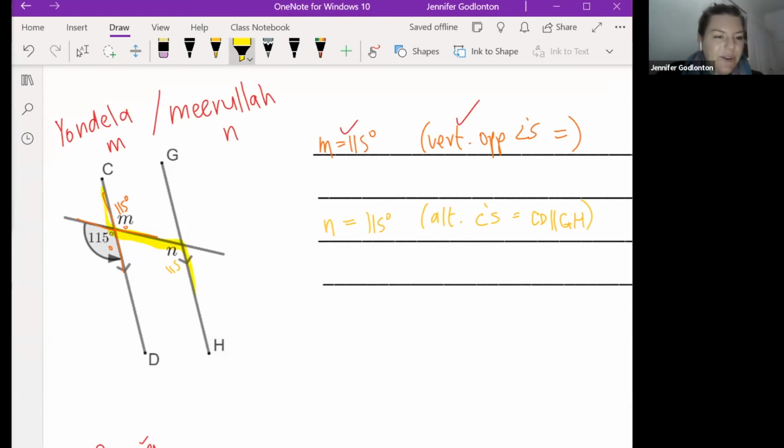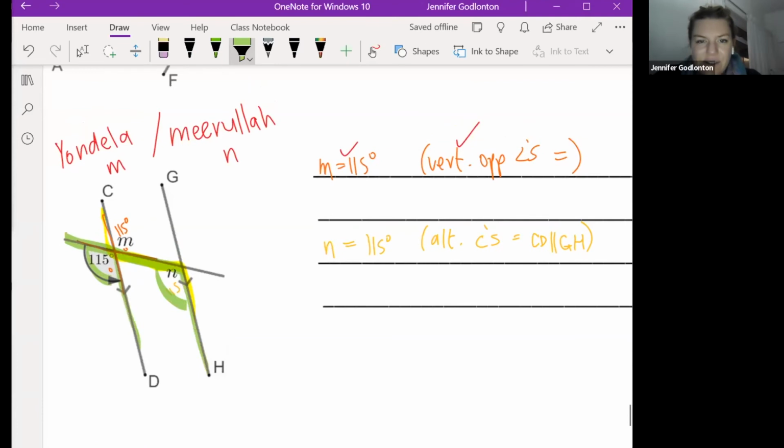Who did it a different way? Who did not do it with alternate angles? GH parallel to CD, perfect, totally fine. Did we have anyone who did something else? Anna, what different thing did you do? Corresponding angles. Great. If we have a look here, we've got our parallel lines that made our F and made those two corresponding. Perfect.